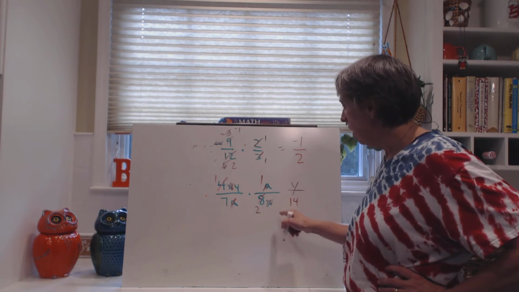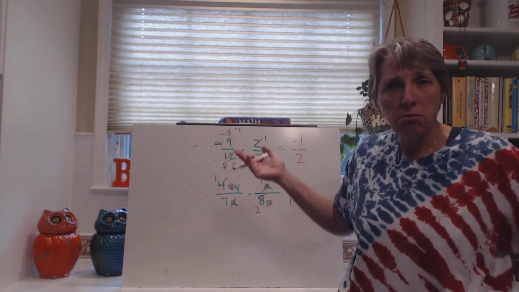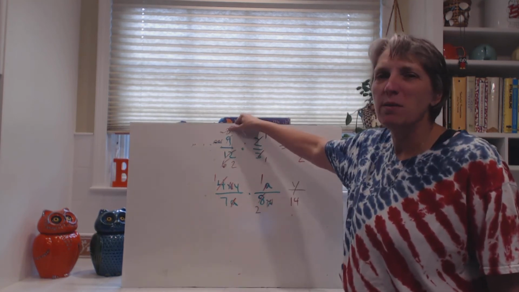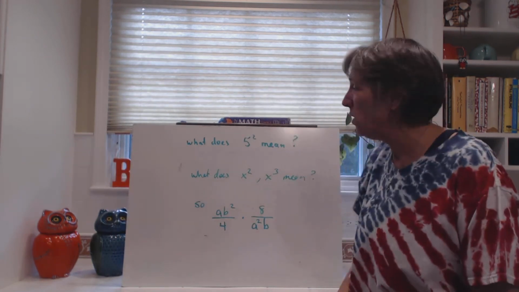14. And then look, there's nothing else there. So my answer is y over 14. Done. See? You just got to get used to it. It's a little different. You got to remind yourself about what the variables are. Okay, this one gets a little tricky.